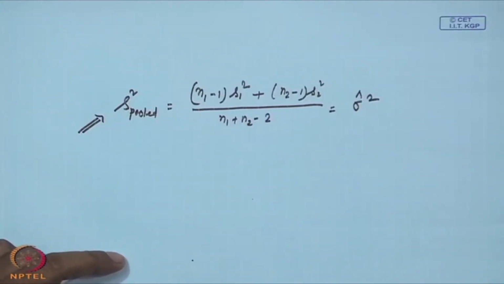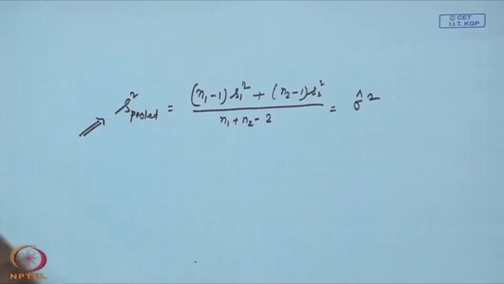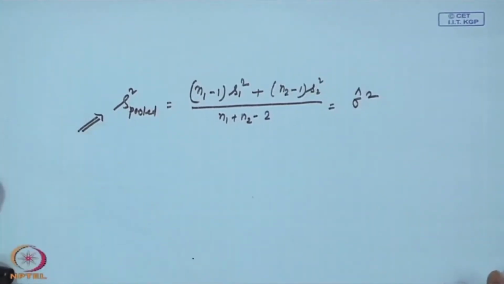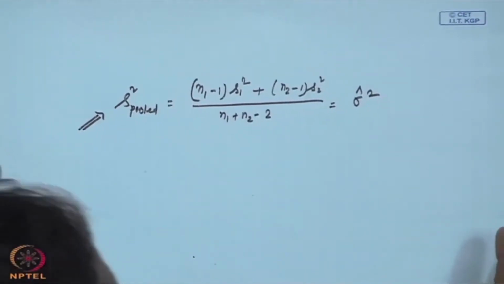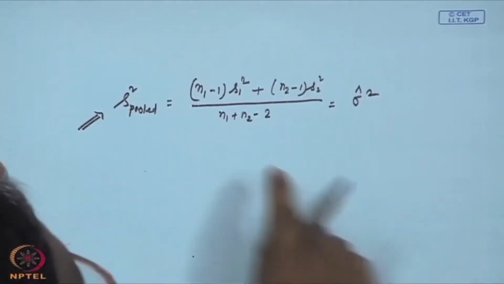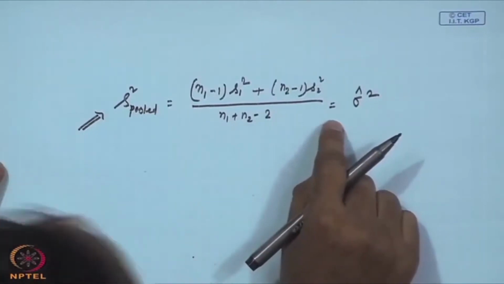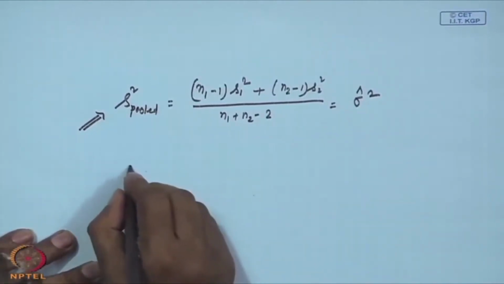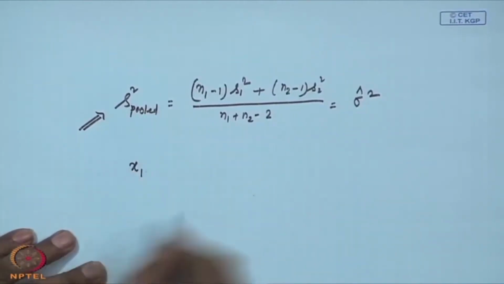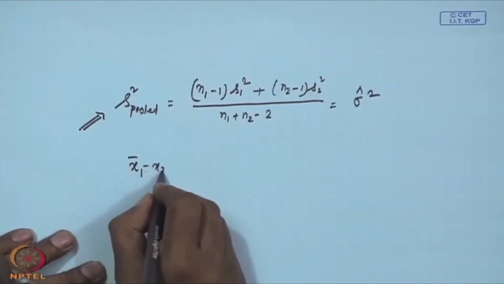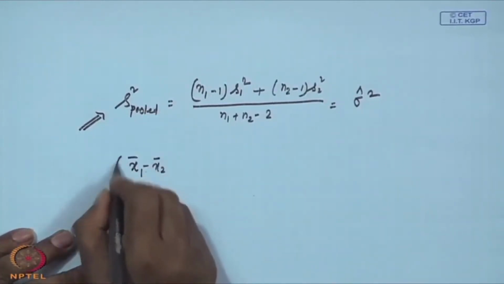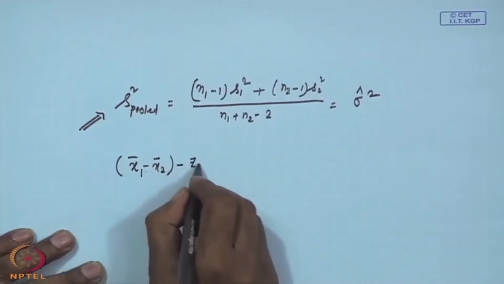If this is the case, and we consider that things are coming from normal populations and the sample size is large, what will be your interval? X1 bar minus X2 bar minus Z alpha by 2.